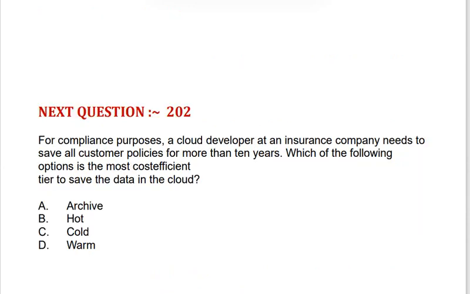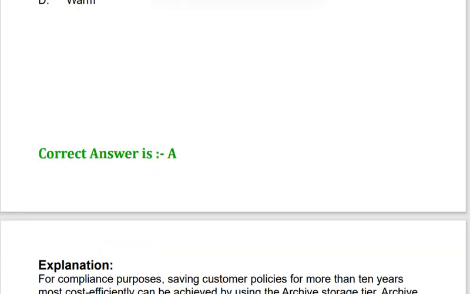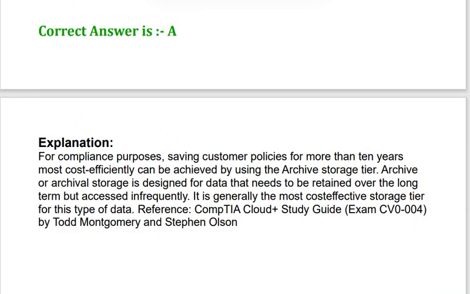Question is, for compliance purposes, a cloud developer at an insurance company needs to save all customer policies for more than 10 years. Which of the following options is the most cost-efficient tier to save the data in the cloud? Option A, archive. Option B, hot. Option C, cold. Option D, warm. Correct answer is option A.